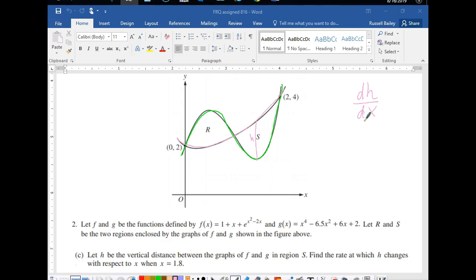This is a pretty tricky one. I was kind of deliberating whether or not I should ask you this question, but I said, why not? All right, well, first of all, I want you to understand this. H is constantly changing, right? At this point, they're this far apart.